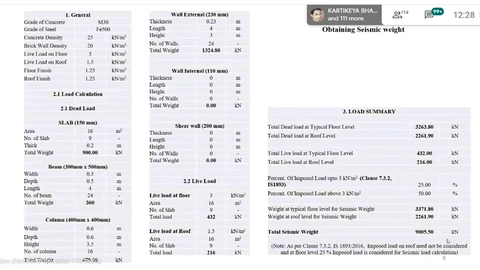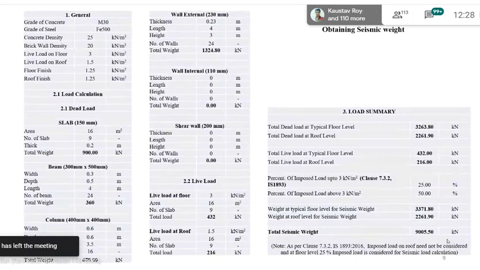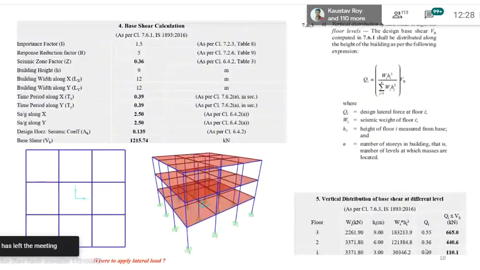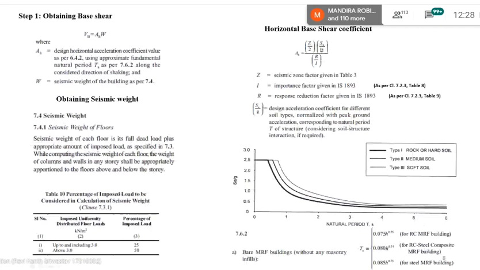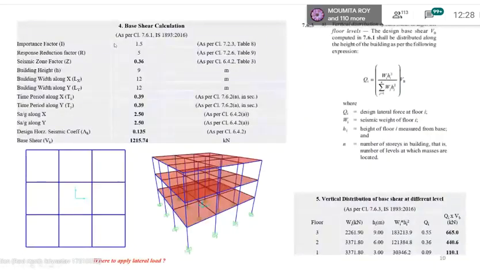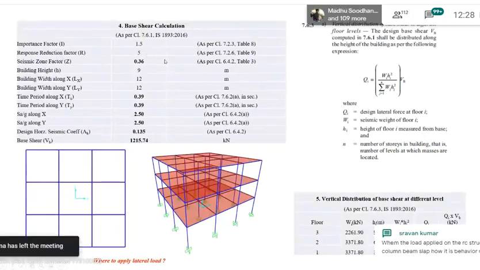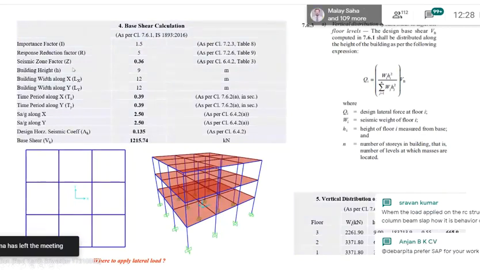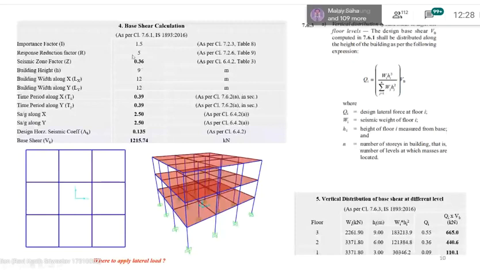How? By using the equation VB equal to Ah into W. For calculating Ah, we already saw that the equation for Ah is Z by 2, Sa by g, I by R. Now, the importance factor I've considered as 1.5, response reduction factor given by code as 5, and zone factor. Since I'm looking for zone 5, maybe Assam or some northeast states, so zone factor 0.36, building height, everything I've assigned.